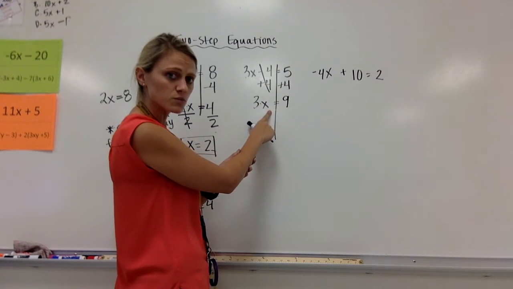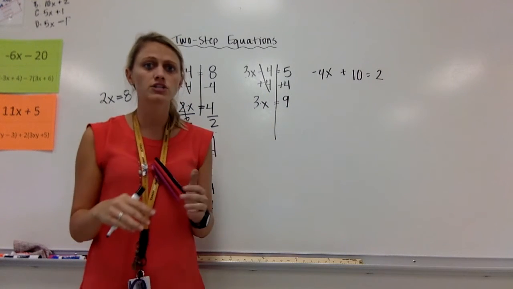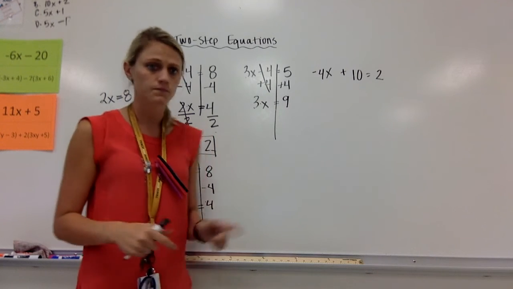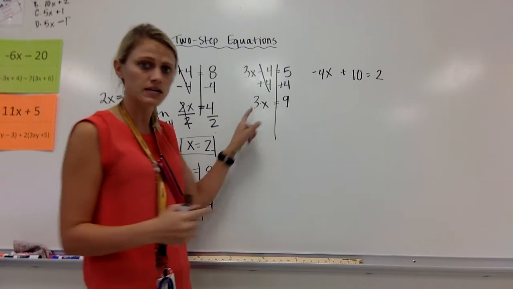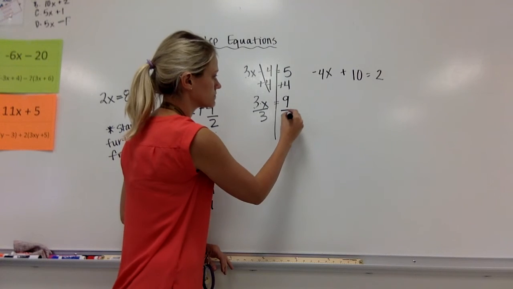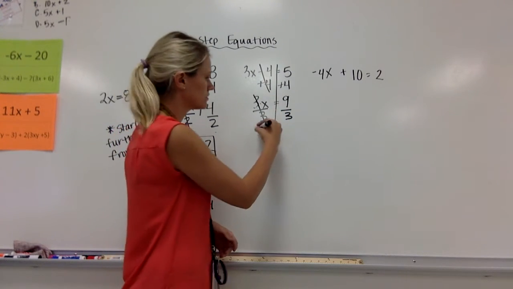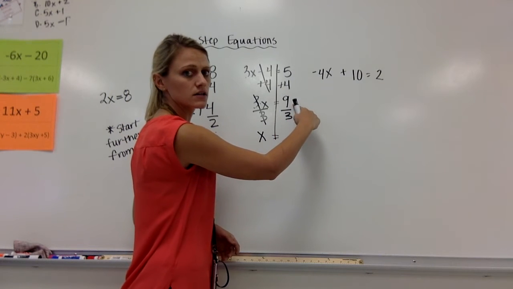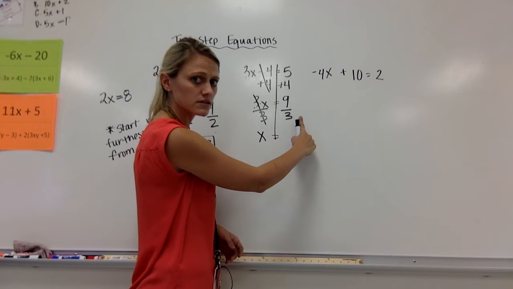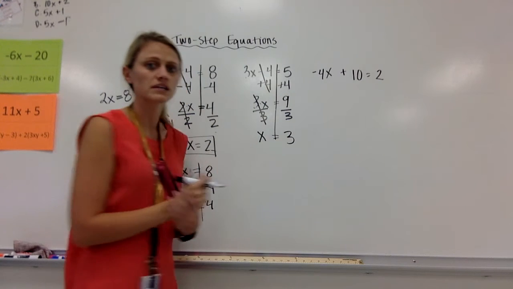The 3 and the x are being multiplied. I need to undo the multiplication, right? These are being multiplied. Opposite of that is division. I'm going to divide. 3's cancel. X equals 9 divided by 3 is 3.